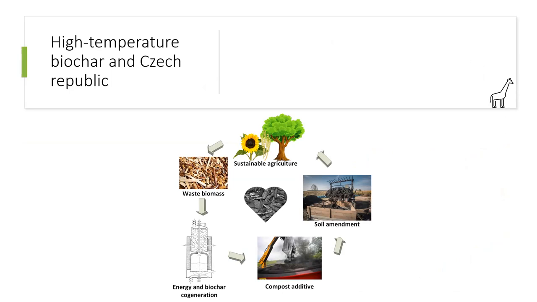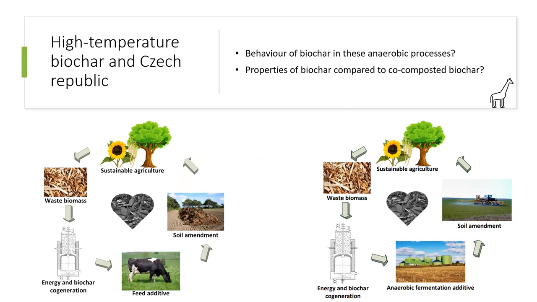But one of the disadvantages of high temperature biochar is that when it is fresh, it's actually highly hydrophobic. So we need this biochar to lose this property, and that is done by process called activation or oxidation. And in the big scale nowadays is done by composting biochar and then using as a soil amendment. This process is quite well studied, but I focus on two different processes. One of them is using biochar as a feed additive and the other as an anaerobic fermentation additive. Then after these processes, biochar is hopefully activated and then used as a soil amendment.